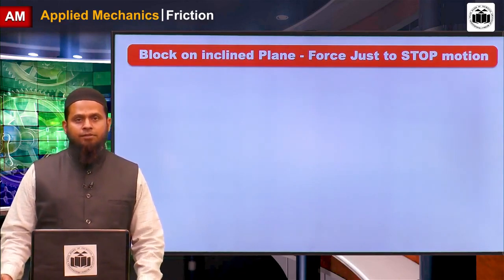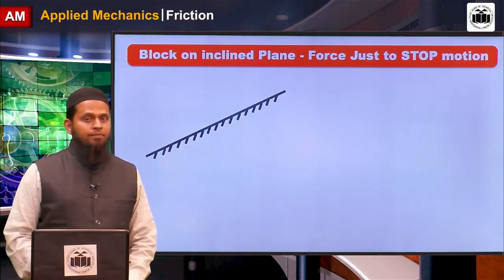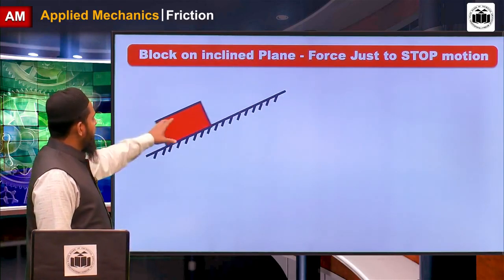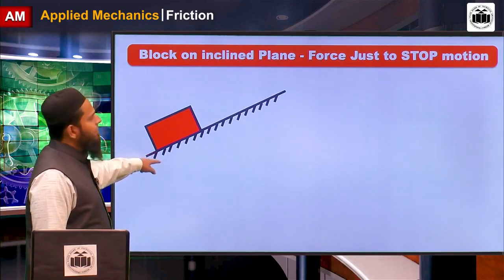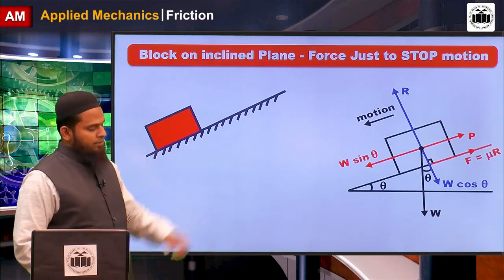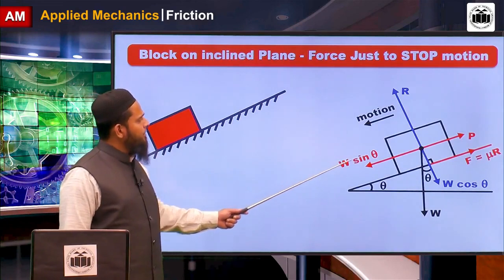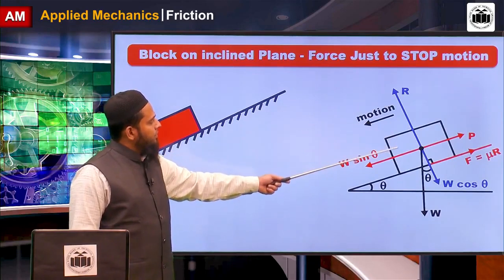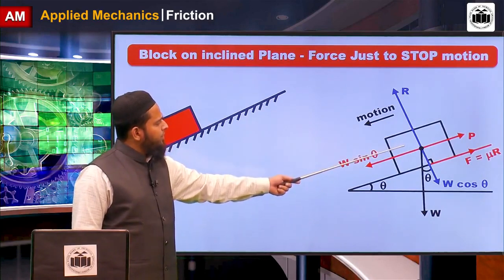Now the next problems are block on inclined plane, force just to stop the motion. This is one inclined plane. When the block is placed on this, the body starts to move. Why? Because the angle of inclination is greater than the angle of repose. Now what is the free body diagram of these types of problems? Very simple, same one. P force is required to stop the motion. The self weight W is acting vertically downward from its CG.